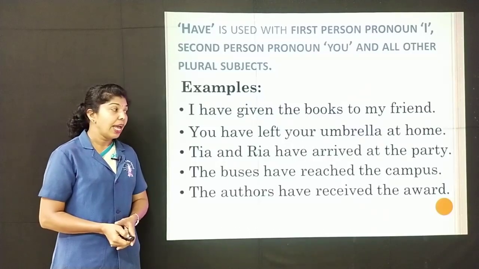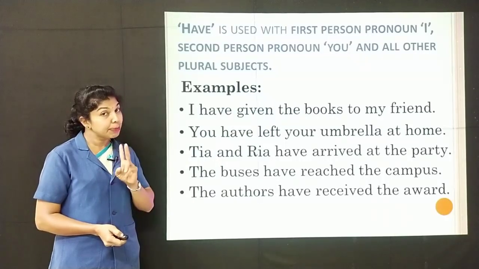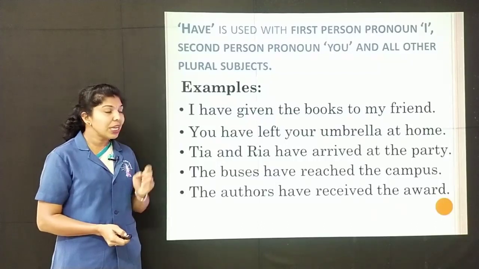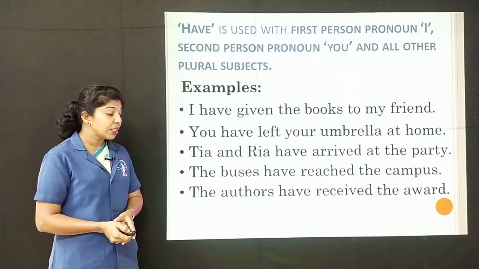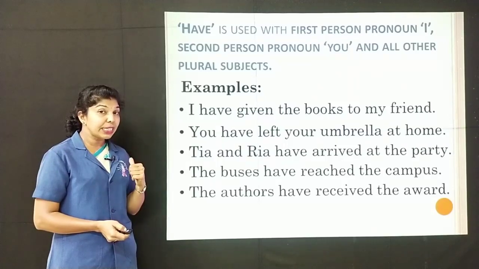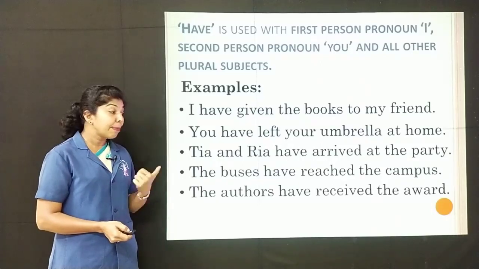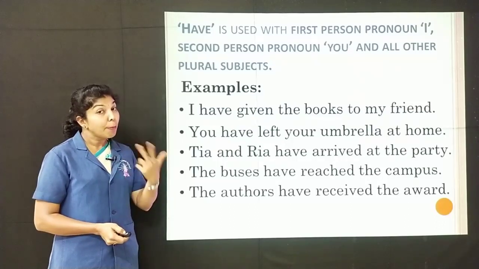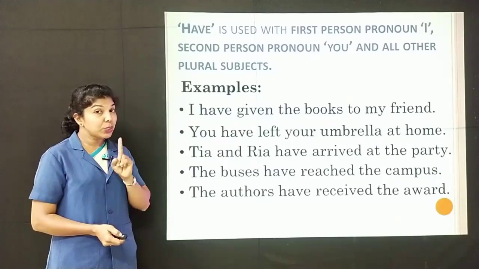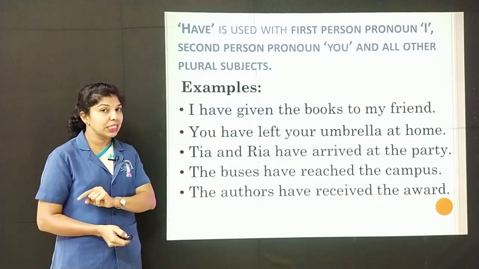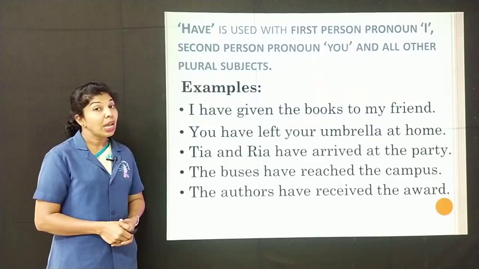Tia and Ria have arrived at the party. Here there are two people, Tia and Ria. It is plural, more than one, isn't it? So Tia and Ria have arrived at the party. The buses have reached the campus. In the previous sentence you saw, the bus has reached. I am speaking about one bus. But here you see, the buses have reached the campus. There are more buses. The last sentence, the authors have received the award. If it is one author, I say, the author has received the award. Here there are more. The authors have received the award.